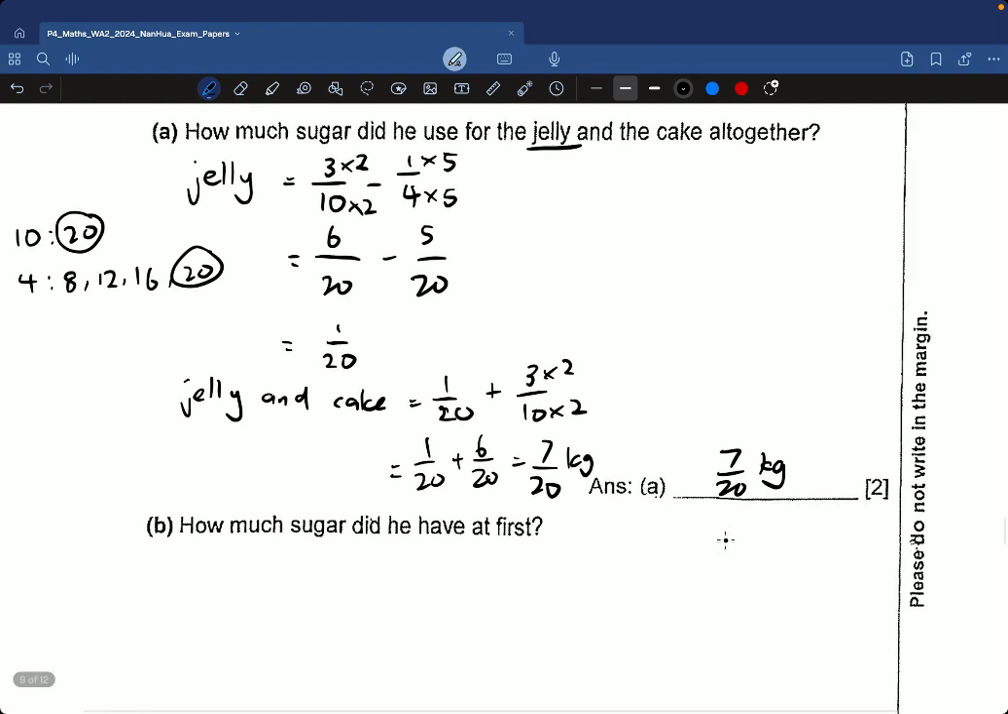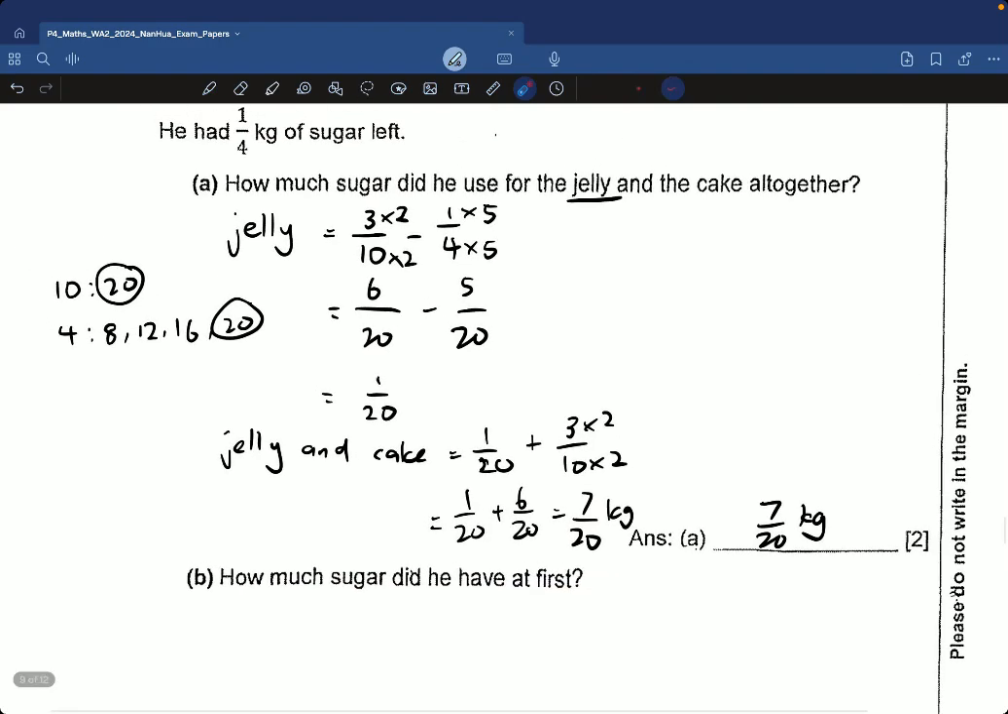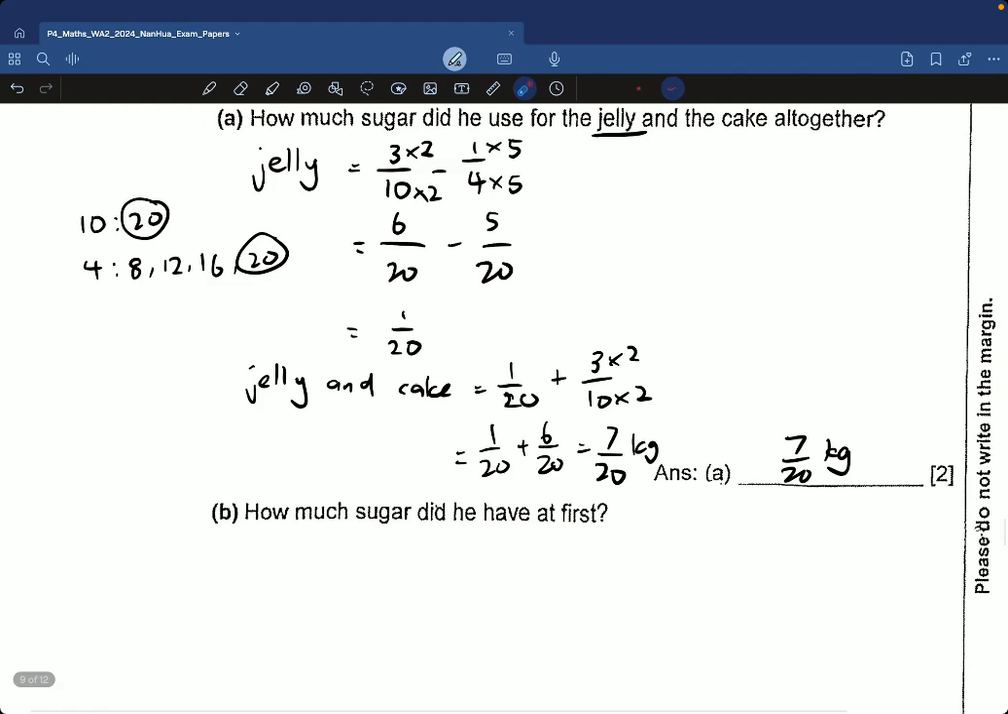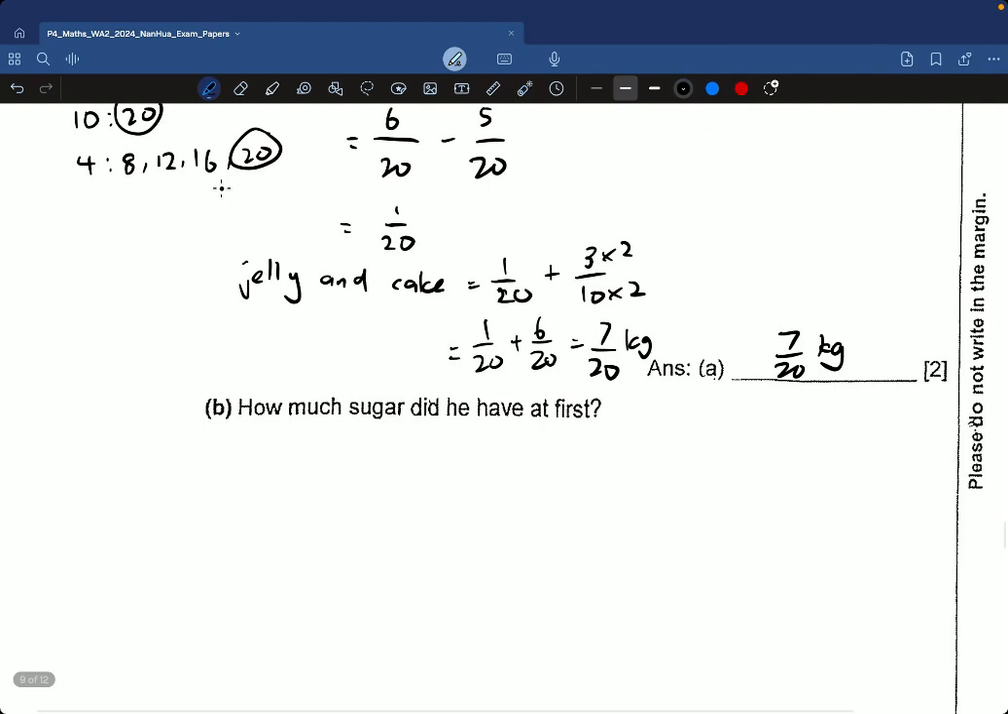Let's move on to the next question. How much sugar did he have at first? All right, so we know that he used 3 out of 10 kg, and we add up the jelly, which is 1 out of 20, which gives us 7 out of 20, right? And then he had left 1 out of 4 kg. So what we need to do is just add what he used and what he has left. So what he used is 7 out of 20 plus what he has left is 1 out of 4.